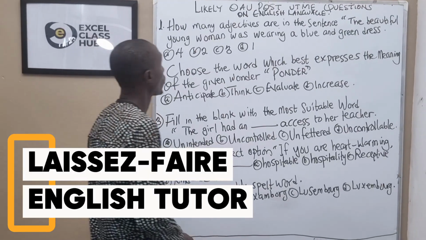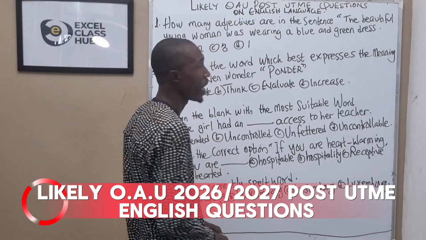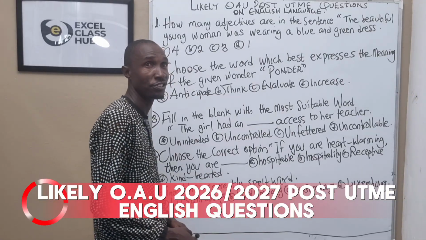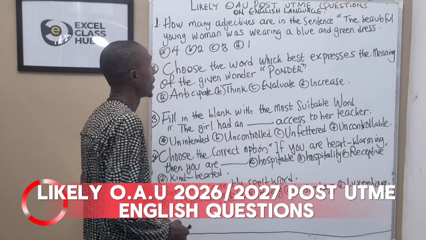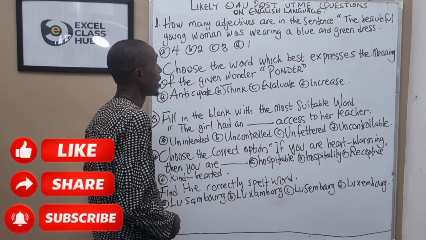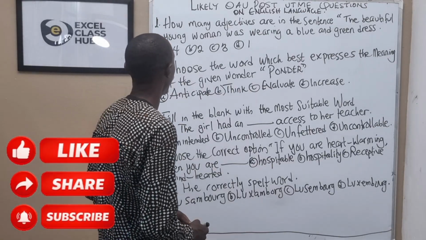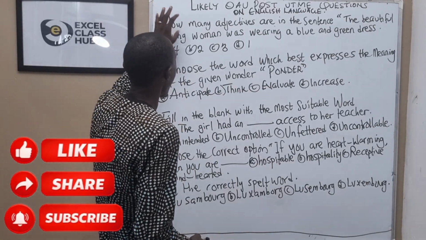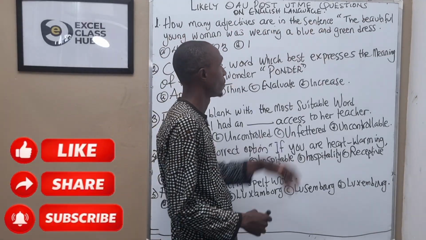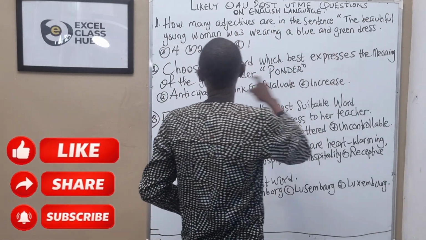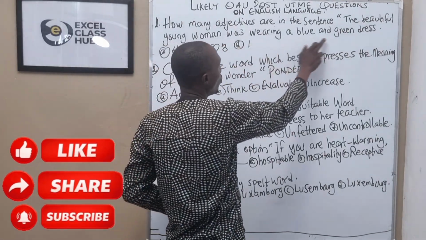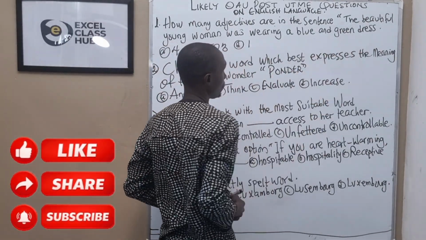I'm here to lecture you on likely OAU Post-UTME questions on English language. We are going to look at some of these questions that I have written on the board. Number one, how many adjectives are in the sentence? The beautiful young woman was wearing a blue and green dress.